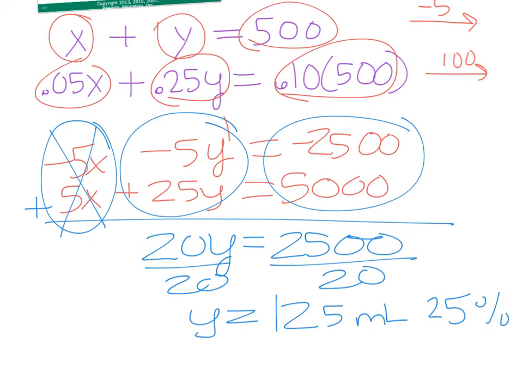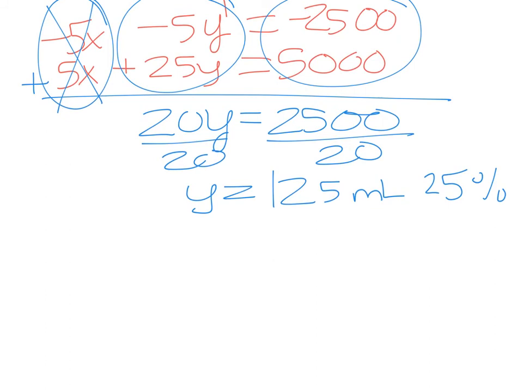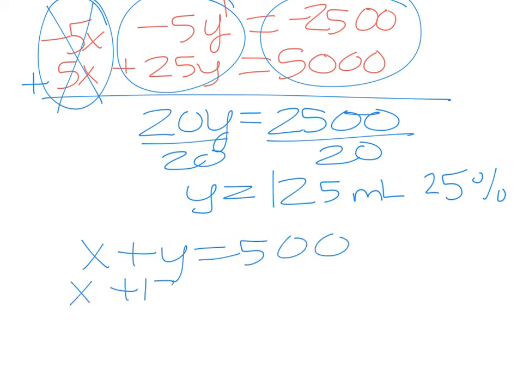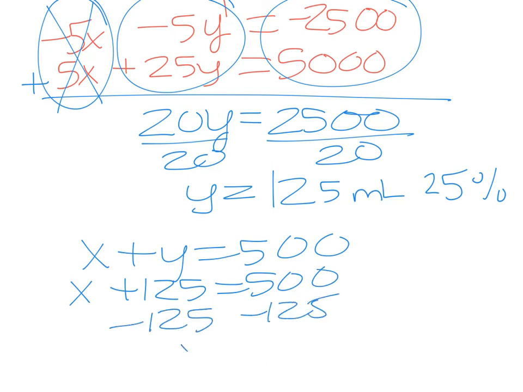And then keep in mind that you were making 500 milliliters. So remember that was the x plus y equals 500. So you could substitute your 125 in there for your y and solve. And you could use your calculator to subtract. You would need 375 milliliters of the 5% solution. And then you would have the appropriate mixture that you need of your phenobarbital.